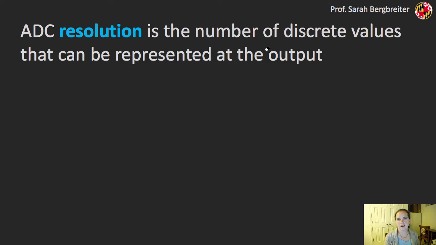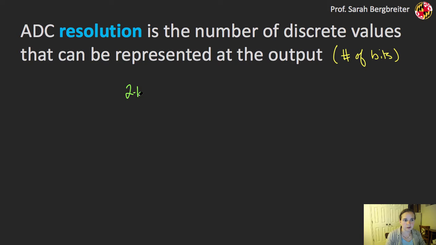So ADCs have metrics as well that allow you to evaluate them and decide what ADC you might want for your application. Probably most prominent of those is the ADC resolution. And ADC resolution is a little different from sensor resolution that we'll talk about. Sensor resolution is going to be the minimum detectable change in the output from that sensor. ADC resolution, you're looking at the possible number of output codes from that ADC. And that can be summed up by the number of bits.